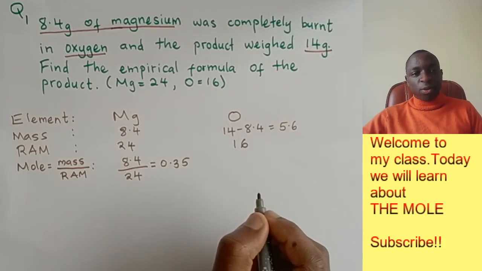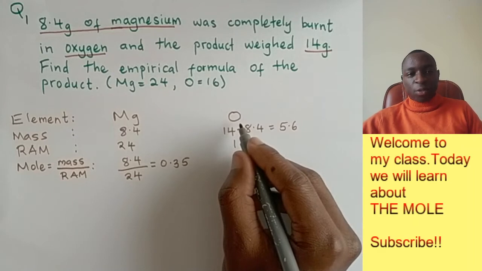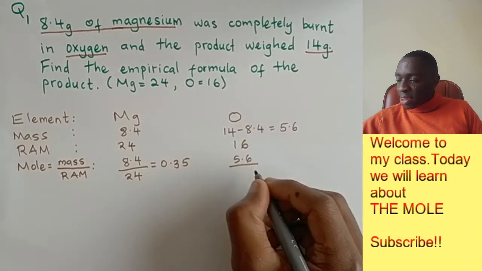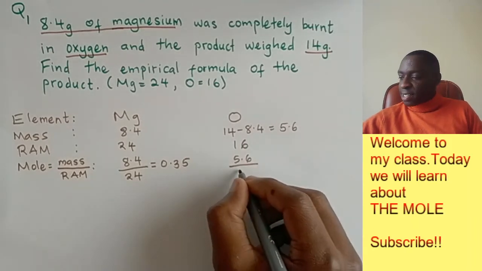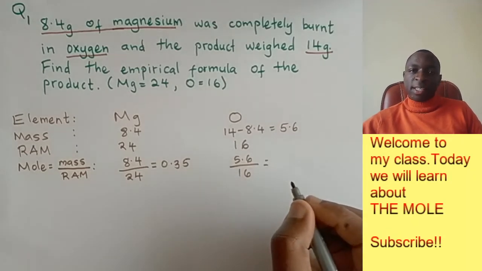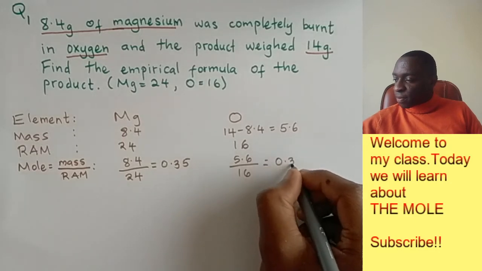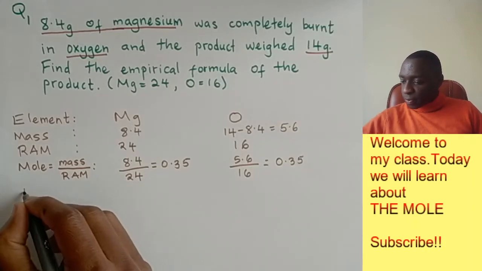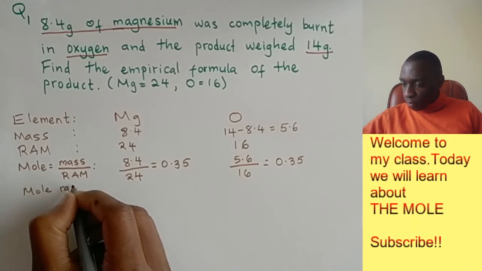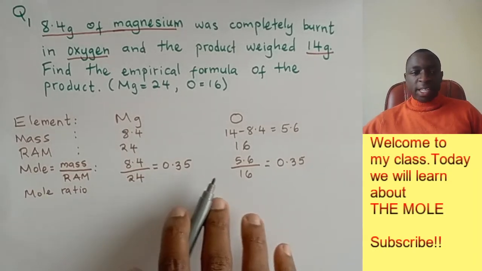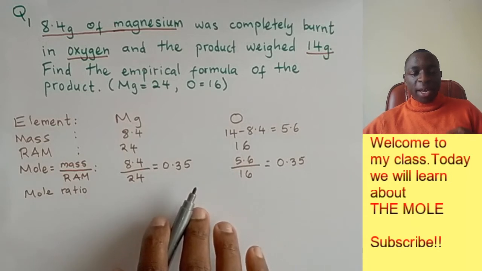The next thing is to look for the moles of oxygen atoms. So here again, the mass of oxygen is 5.6 and the relative atomic mass is 16. When you divide this, you end up with 0.35. So the next step after this is to calculate the mole ratio. Now the mole ratio is usually given by dividing these moles that you've gotten by the smallest one.